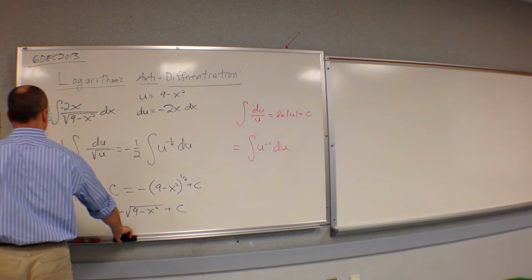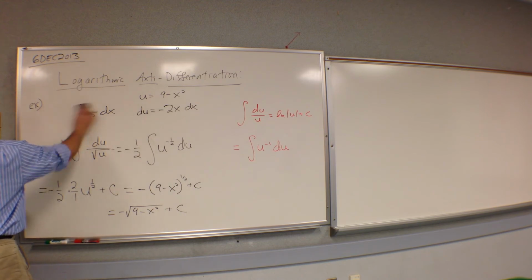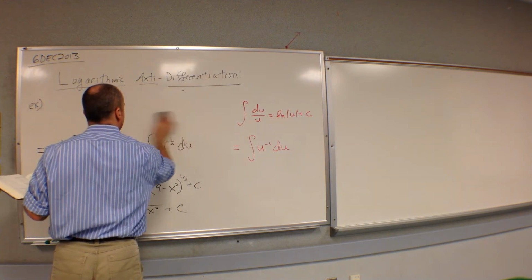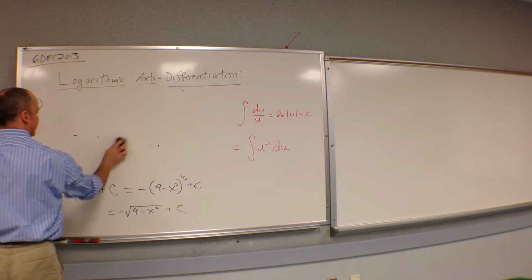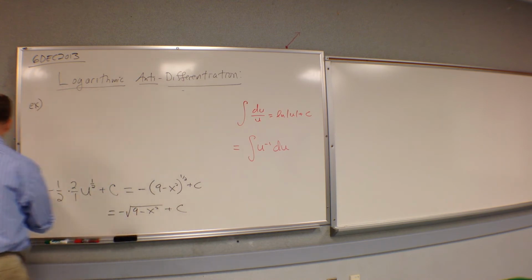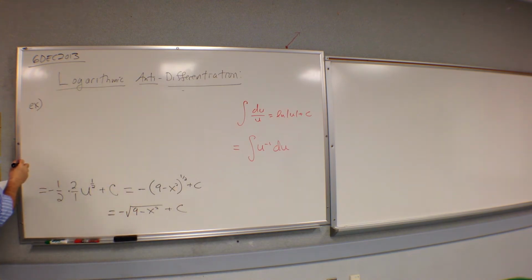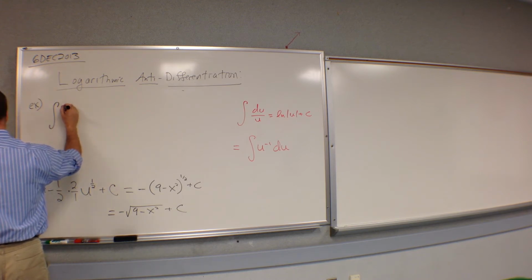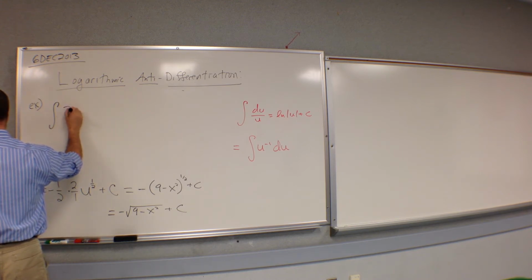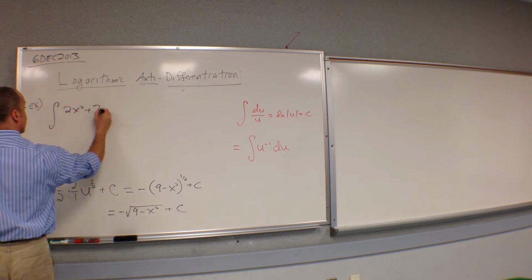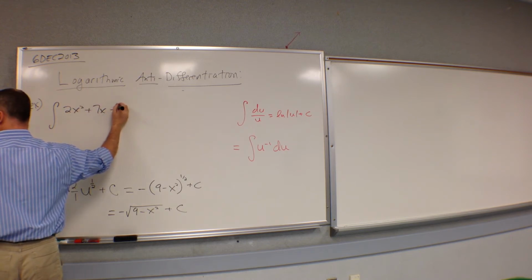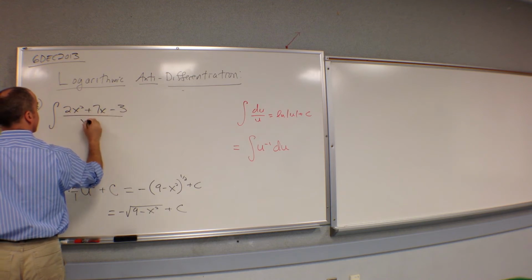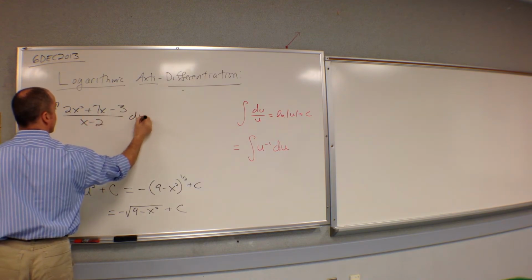Here's one. Ooh, this is going to strain your memory from algebra 2. Okay, you guys ready for that? Yeah. So this is going to be the integral of 2x squared plus 7x minus 3 over x minus 2 dx.